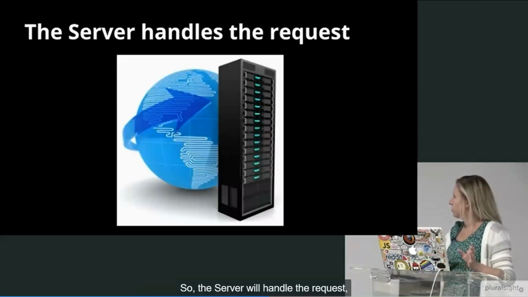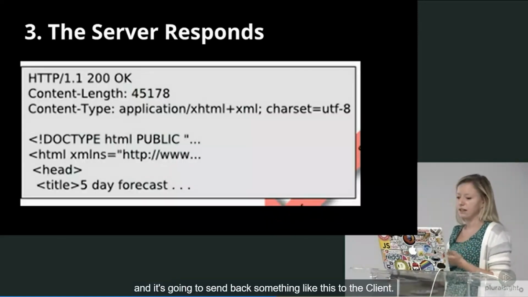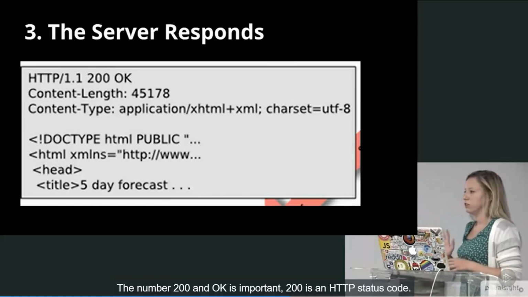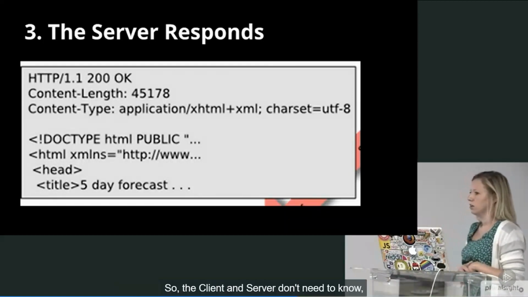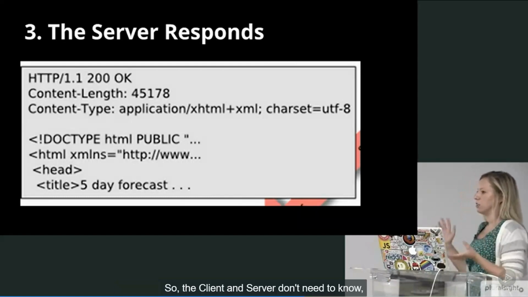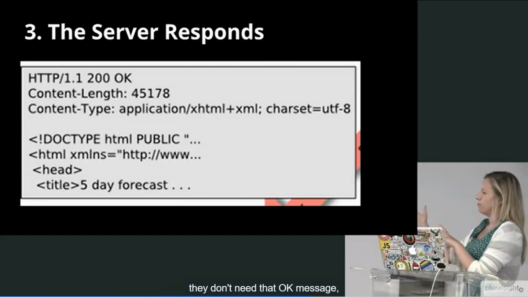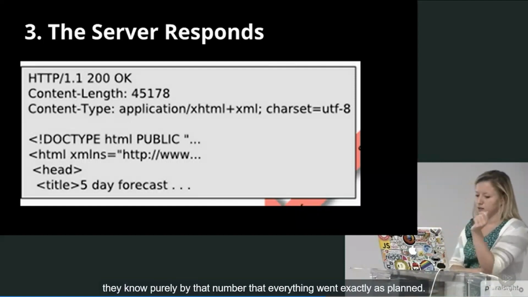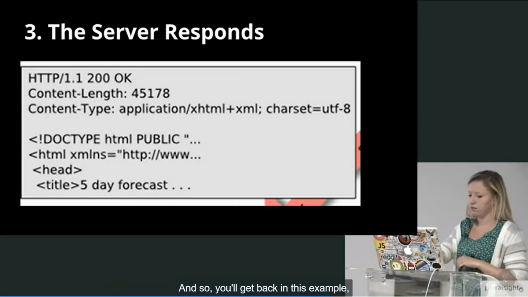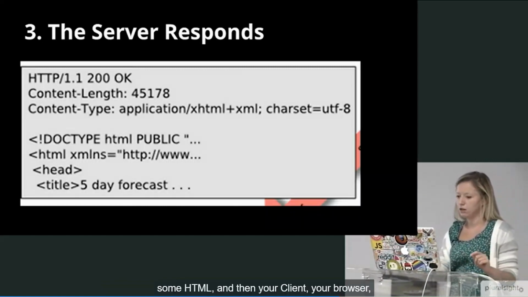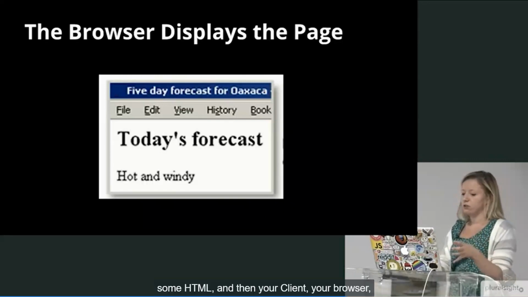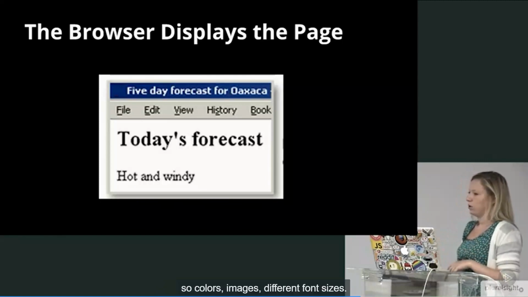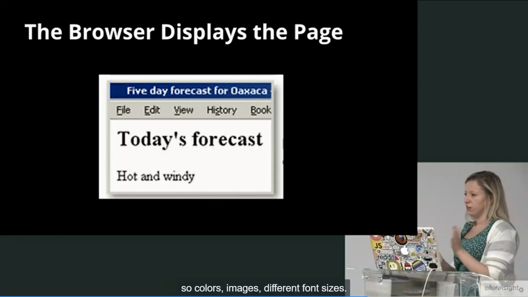So the server will handle the request, and it's going to send back something like this to the client. The number 200 and OK is important. 200 is an HTTP status code. So the client and server don't need that OK message. They know purely by that number that everything went exactly as planned. And so you'll get back, in this example, some HTML. And then your client, your browser, knows how to translate that into what we see: colors, images, different font sizes.